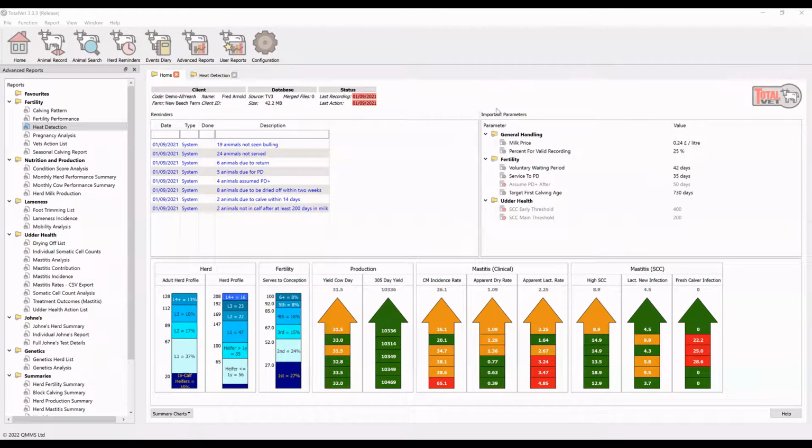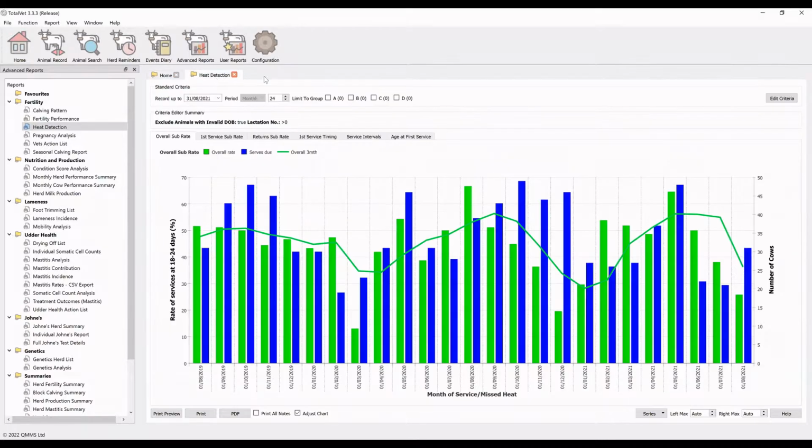In this video, we're going to review heat detection and service timing. The heat detection report can be found under View Advanced Reports, Fertility, and Heat Detection. The first chart that we'll see is the overall submission rate.